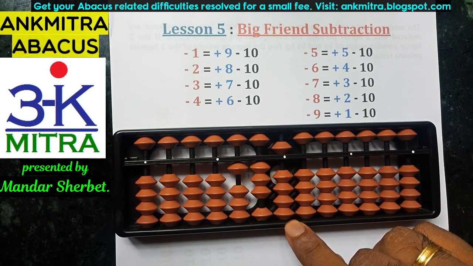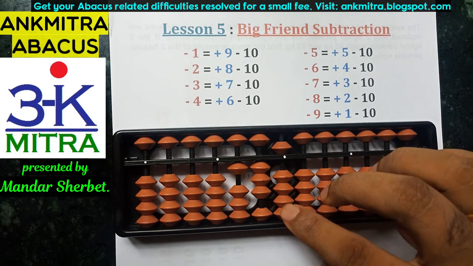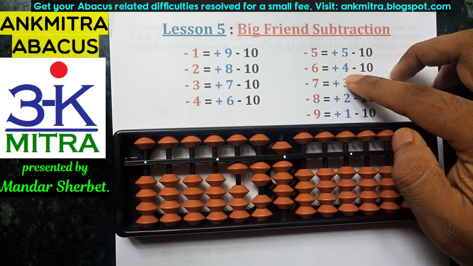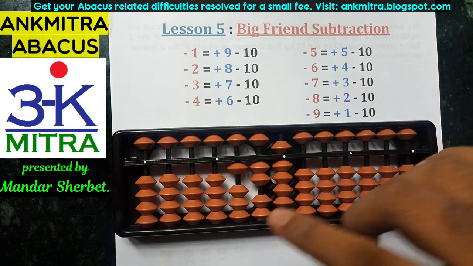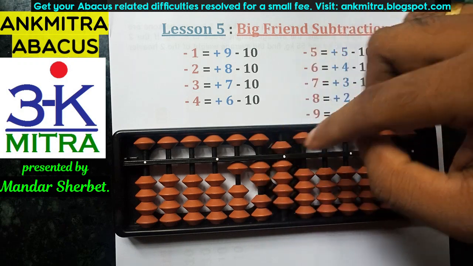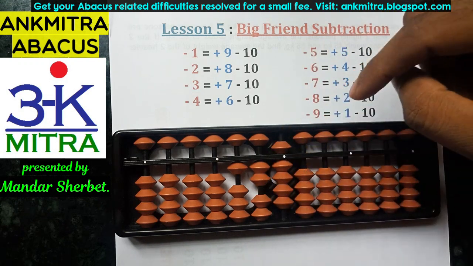And for subtracting, coming to the units place, I need to subtract 6 from this rod. To subtract 6 from this rod, I don't have 6 available to subtract directly. Hence, I'll use the big friend formula of 6, which is plus 4 minus 10. So I use the big friend formula of minus 6, plus 4 minus 10, and finish the subtraction of 6. This way 225 minus 96 has given us an answer of 129.